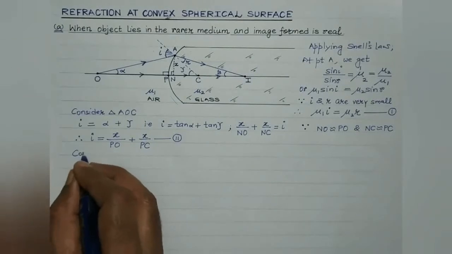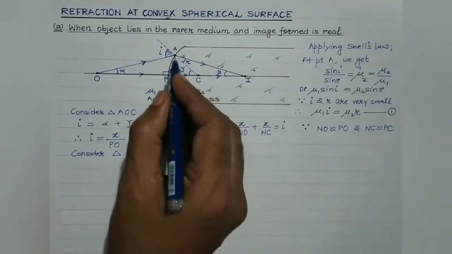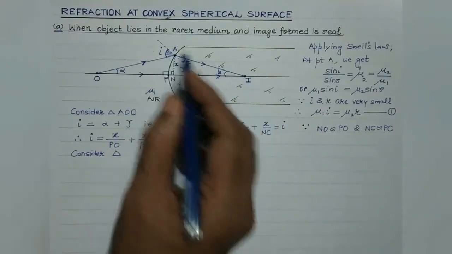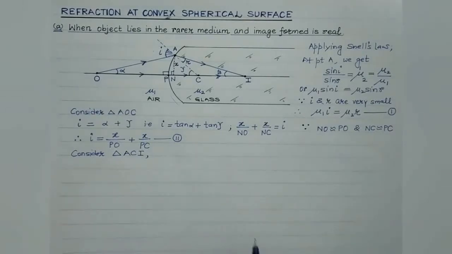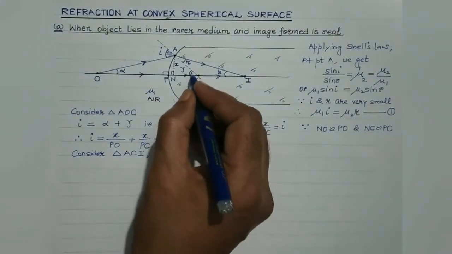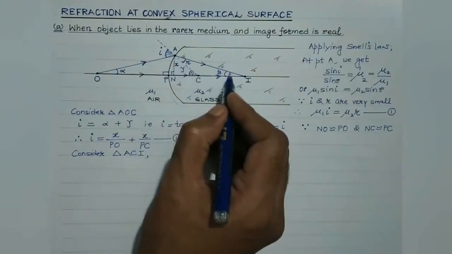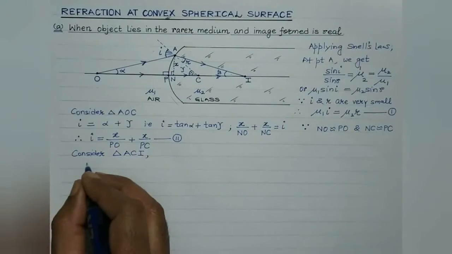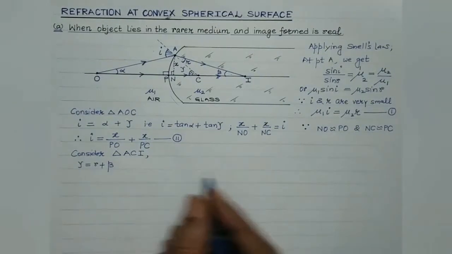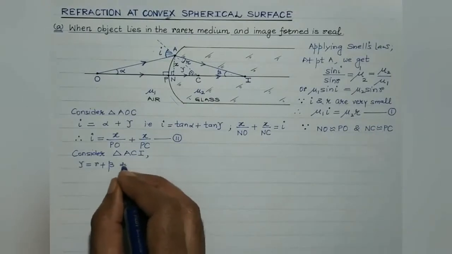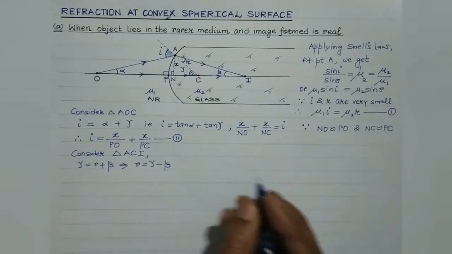Similarly, consider this triangle ACI. Again, make use of the exterior angle theorem. In this case, gamma is the exterior angle and it is equal to the sum of the opposite interior angles. That is, gamma is equal to R plus beta. We need to get the value of R. So R can be rearranged as gamma minus beta.